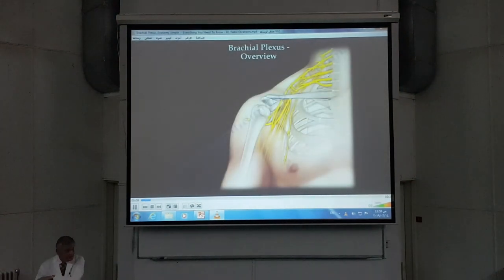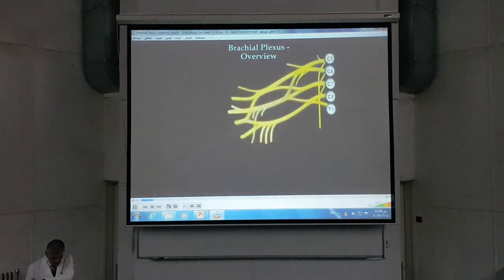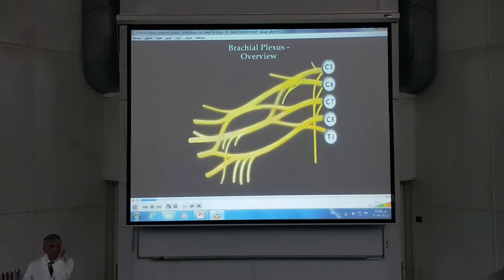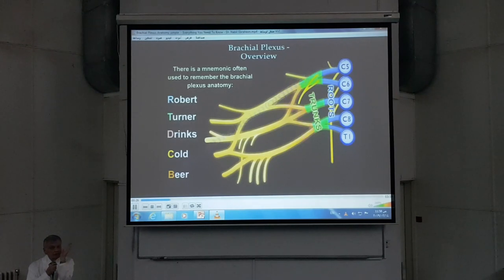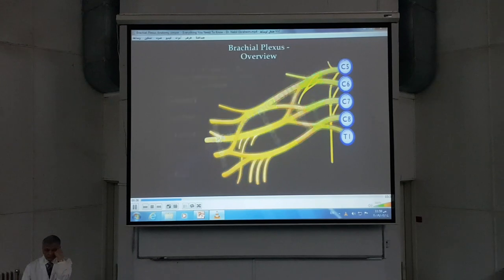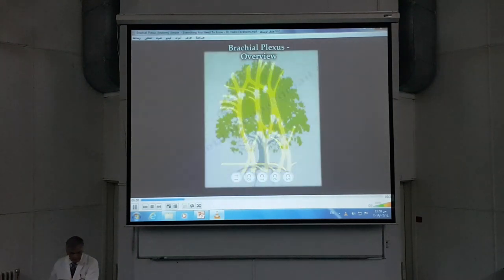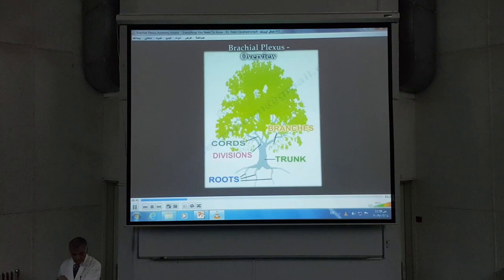Brachial plexus anatomy is a very difficult task, and we're trying to make it easy for all of us. People use mnemonics, but these mnemonics are rubbish. Don't memorize them. Visions: cords in the cold, and branches. The plexus is like a tree that has roots, trunks, and divisions. We start with the basics.